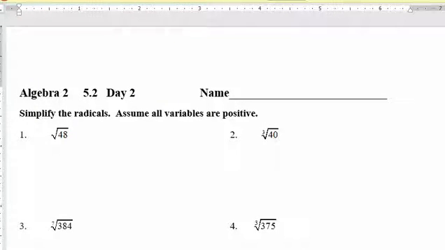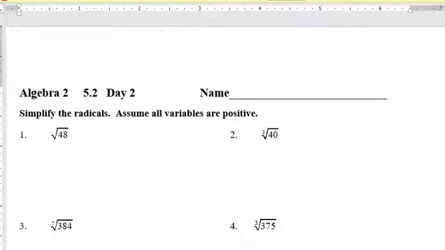On day 2 of 5.2, we really just looked at simplifying radicals. We looked at doing that with numbers, making sure you could break up a number into a perfect root times something else. So we're kind of going backwards from that multiplication. And then we also looked at being able to do that with variables.